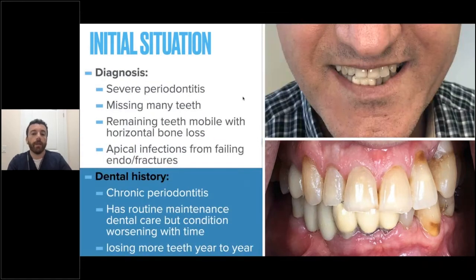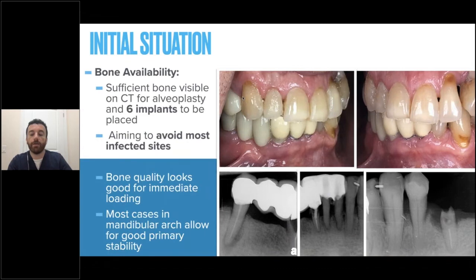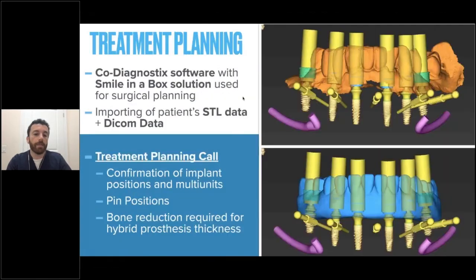denture. So the patient here has severe periodontitis on the lower teeth, many missing lower teeth, and there's a number of teeth with infections that are failing. So you can see on the x-rays here, the lower dentition is not looking so great. However, usually in the lower jaw, we can place implants successfully and most of the time immediately load the case while avoiding these sites of infections. So we can go ahead and design our case in our software, and see what comes up next.